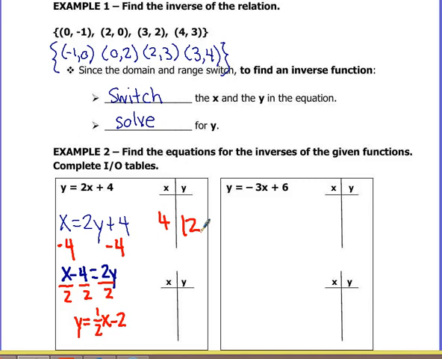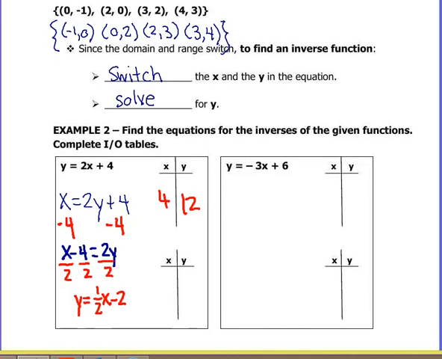Next thing I'd like you to do, take the output, or the 12, and make that the input for your inverse function. Substitute that in and see what happens. Well, I would get 1/2 times 12, or 6, minus 2. What do you notice? You get the x value from above. The equation that we produced, y equals 1/2 x minus 2, flipped the domain and range. What I'd like you to do now is to pause the video, try the second example, y equals -3x plus 6, and then restart the video and watch the solution.